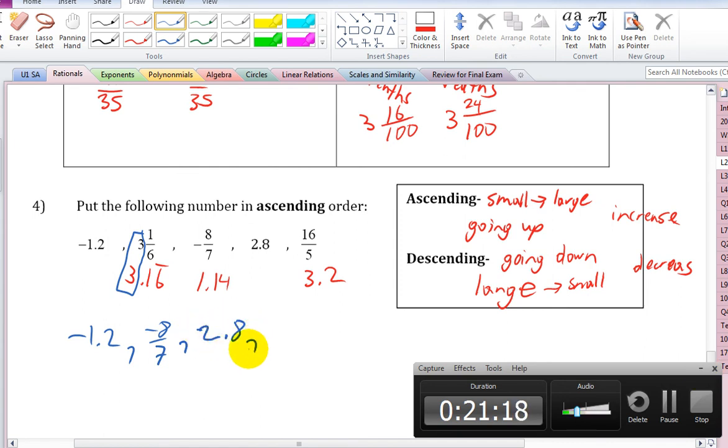Next one. Meaty. 16 over 5. No, this one's 3.2. Now we're dealing with positives, so this one would be the next size. Okay, 3 and 1, 6. And the last one then will be 16 over 5. That's the largest out of all of them. Okay, so you gotta be careful going with positives and negatives on which one's larger. Don't get messed up there. Any questions?